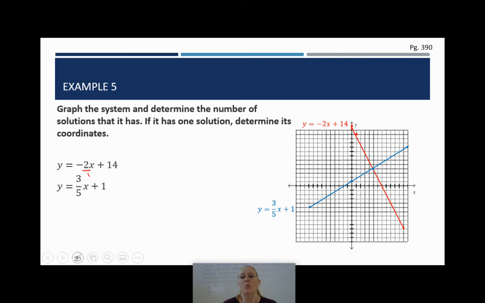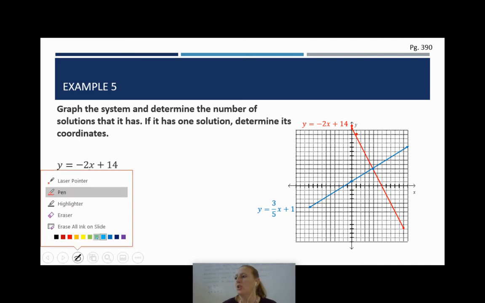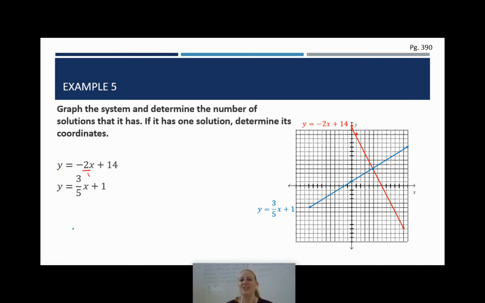Now, remember that your solution is the intersection. So first of all, it only intersects in one place. It has one solution. And that place is right here. There it is. I made that really big. It's much bigger than it needs to be. But this is also why I want to make my lines precise so I can figure out those coordinates.